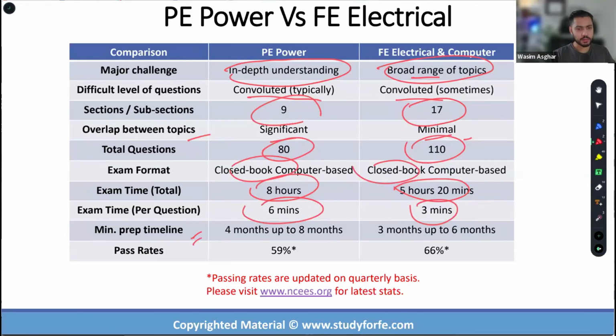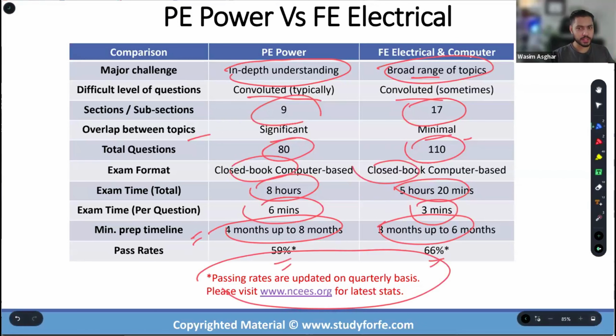The typical exam preparation timeline for most of the students who are enrolled in my FE electrical and computer exam preparation program and the PE Power exam preparation program is roughly 4 to 8 months for the PE Power, and roughly 3 to 6 months for the FE electrical and computer exam. Passing rates are always changing slightly every quarter, but typically the passing rates for FE electrical are a little bit higher, and the passing rates for the PE Power a little bit lower. Okay, and for the most up-to-date passing rates, feel free to check the NCEES website.